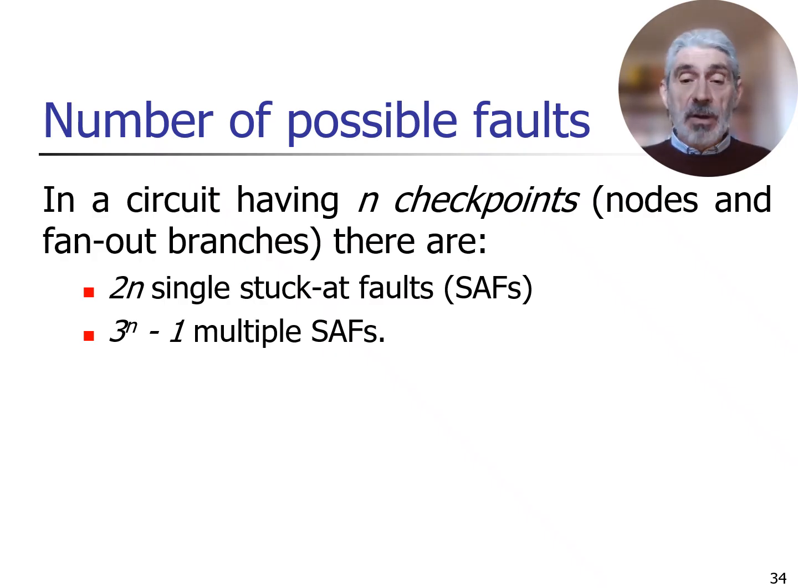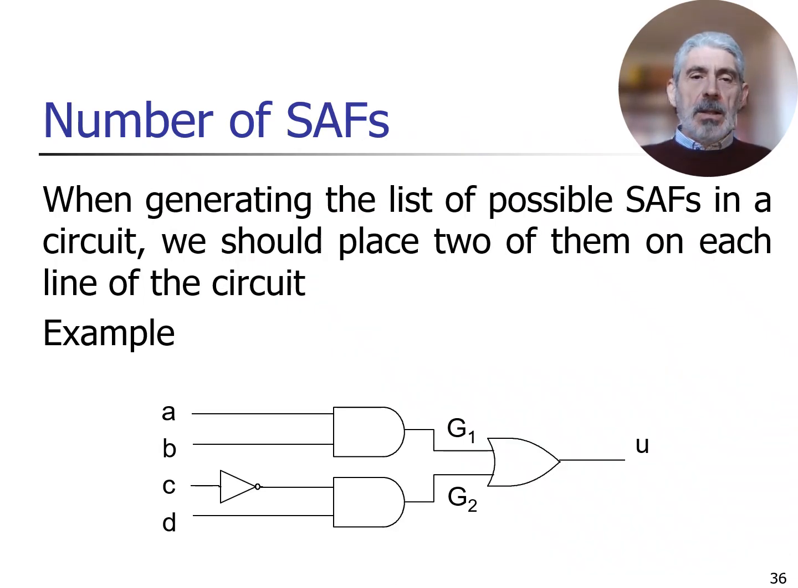So the number of possible multiple faults in a circuit composed of n lines is huge, 3 to the n minus 1, very large. The number of single permanent stuck-at faults in a circuit composed of n lines is much more reduced, it is 2n. It grows linearly with the size of the circuit, and this is another nice feature of the stuck-at fault model, which is also one of the reasons why it is so popularly adopted. The number of stuck-at faults in a circuit hence depends on the number of lines.